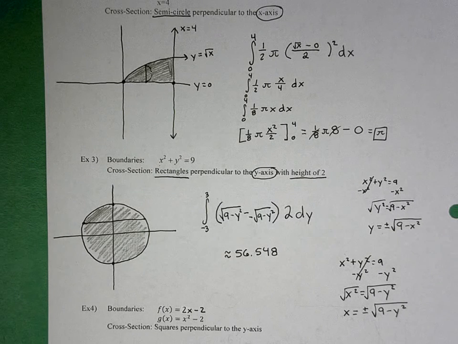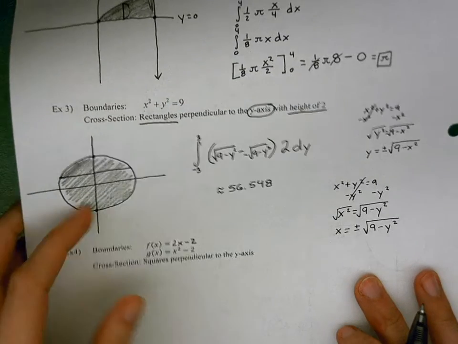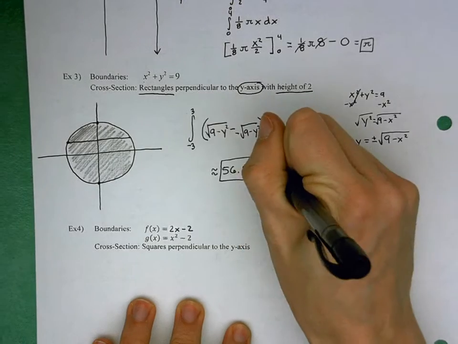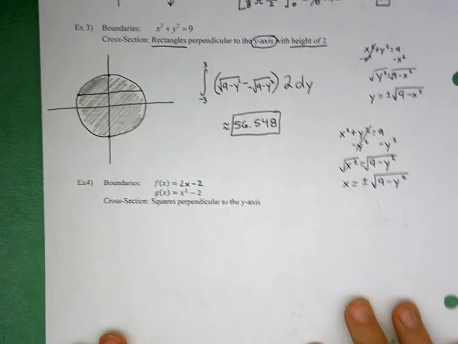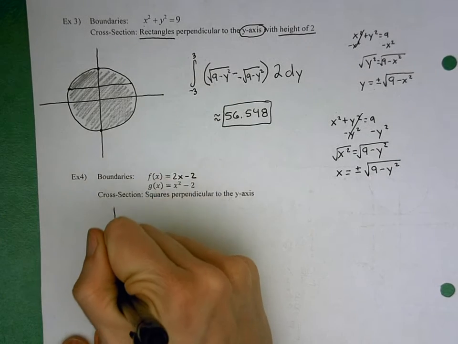Okay, so we are on to example 4, which is the last one we're going to do. We have our boundaries, 2x minus 2 and x squared minus 2. I'm going to take a moment and we're going to graph this.